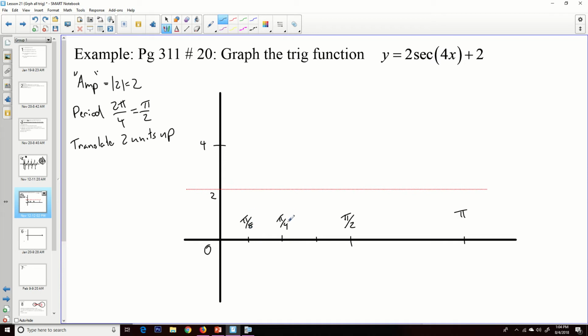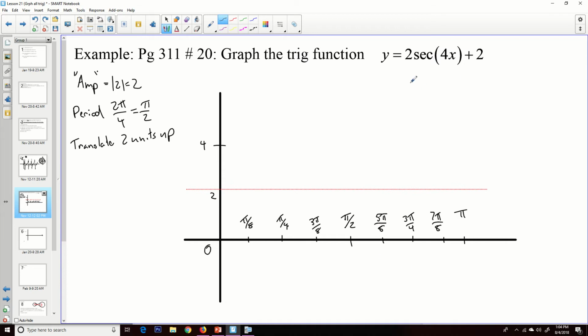So I got 1 pi over 8, 2 pi over 8 is pi over 4, 3 pi over 8 doesn't reduce. 4 pi over 8 becomes pi over 2. 5 pi over 8 doesn't reduce. 6 pi over 8 becomes 3 pi over 4. 7 pi over 8 doesn't reduce. And 8 pi over 8 is just pi. All right, so let's start plugging in some values.